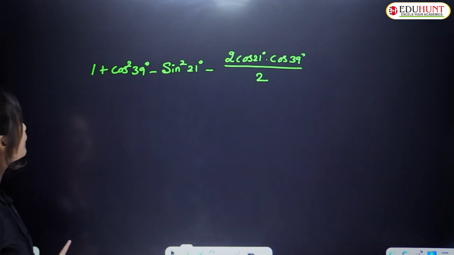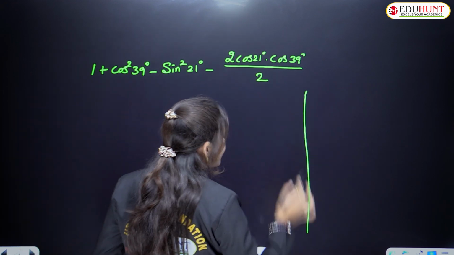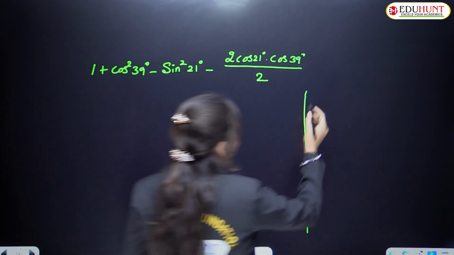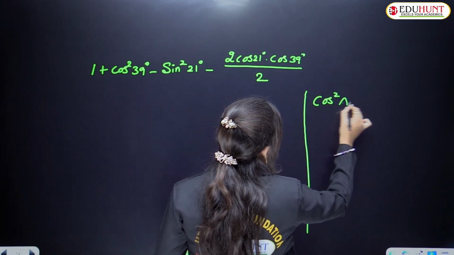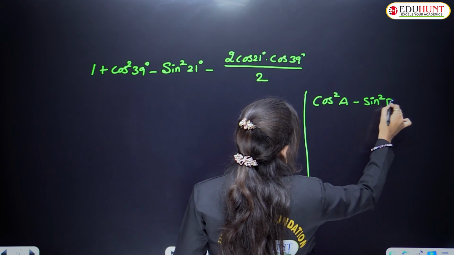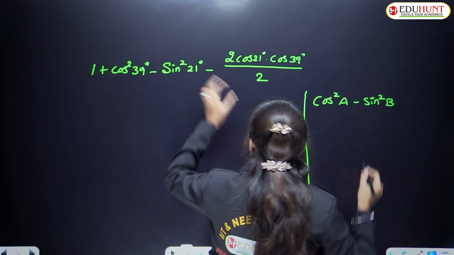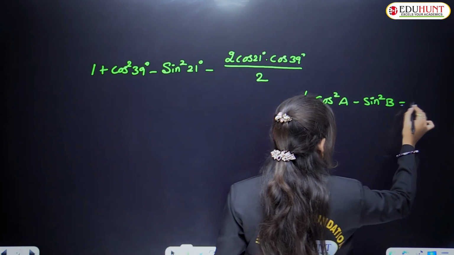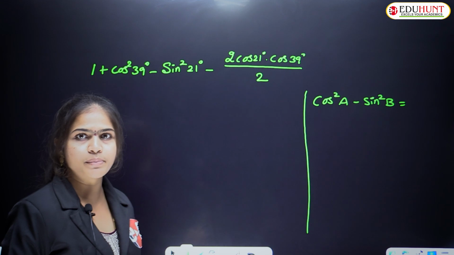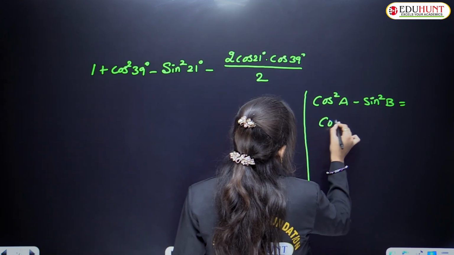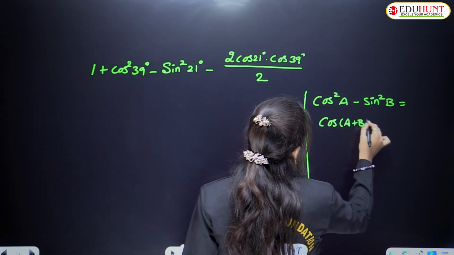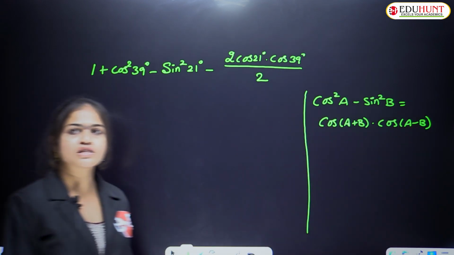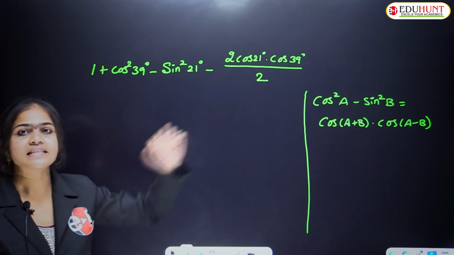Okay, now here we have to write the formulas related to this one. Just observe that after we converted that one into sine, here we have one of the form. What is that? Cos square A minus sine square B. Yes or no? The same form only now. So what is the formula for this one? Cos square A minus sin square B is equal to cos of A plus B into cos of A minus B. That is, cos of A plus B into cos of A minus B is equal to cos square A minus sin square B.